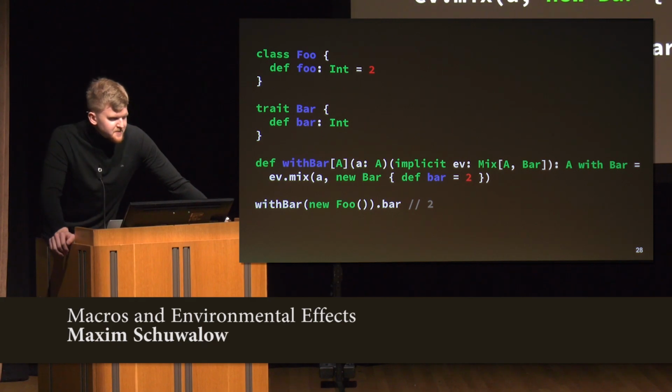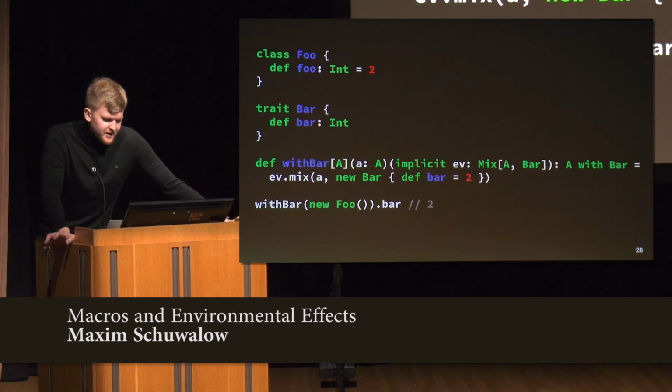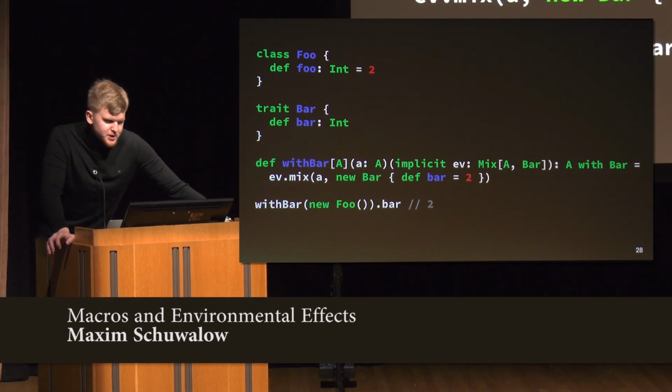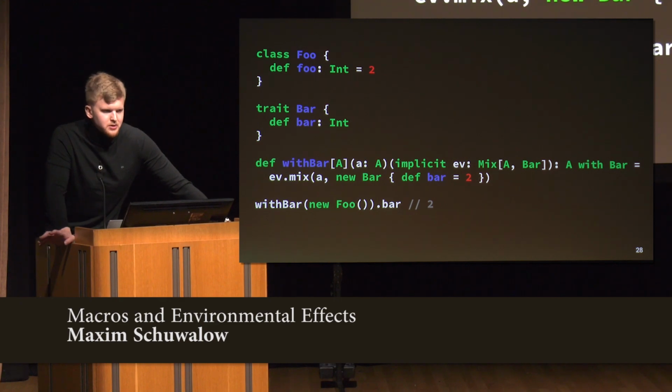Given this Mix type class, and we have a trait Bar, we can now write a function with Bar that, given some implicit evidence, is able to compose a generic A with Bar. So we can now just create a new Foo and extend it by an implementation of Bar, and then just directly call bar on it. This works in pretty much all cases you want it to work. So A can be any non-final class, and B must be a trait, and then it will work. Without any kind of gotchas, it will work.